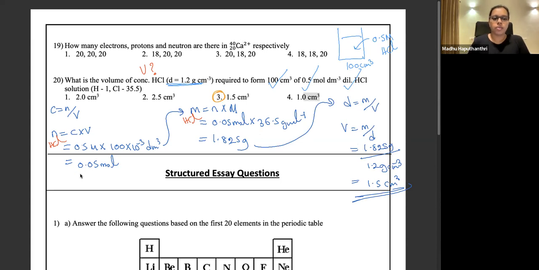So first I got the number of moles of HCl. Then I got the mass of that many HCl. Then finally came to the volume. So those are the 3 steps.